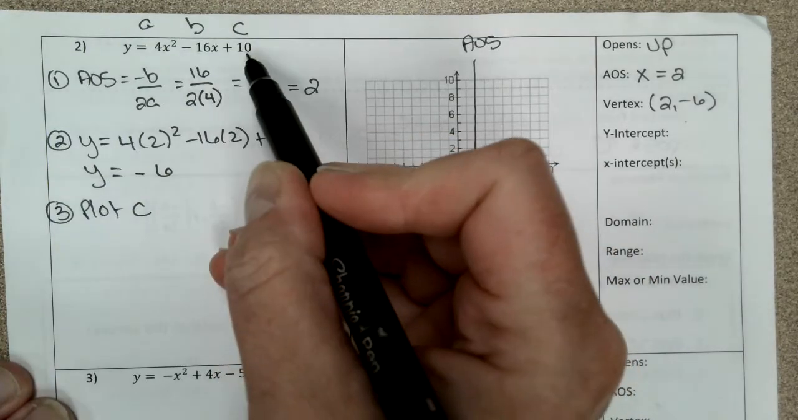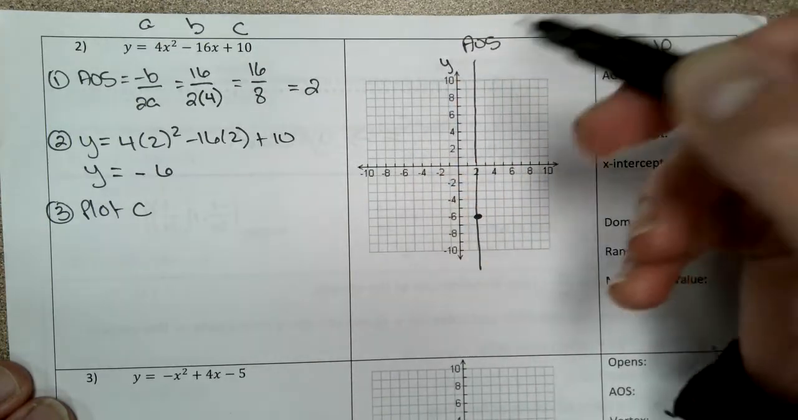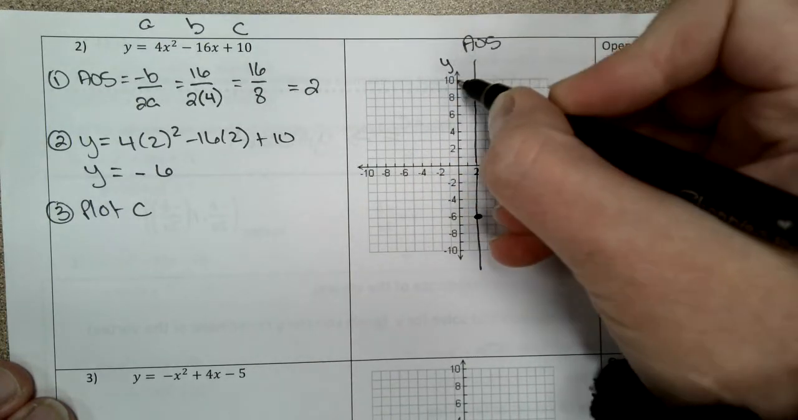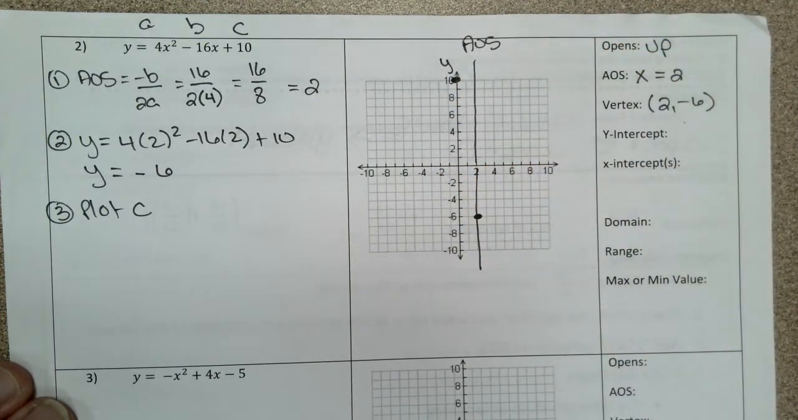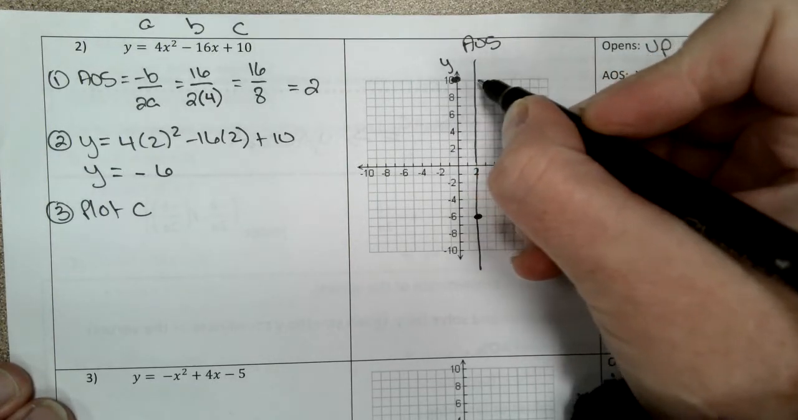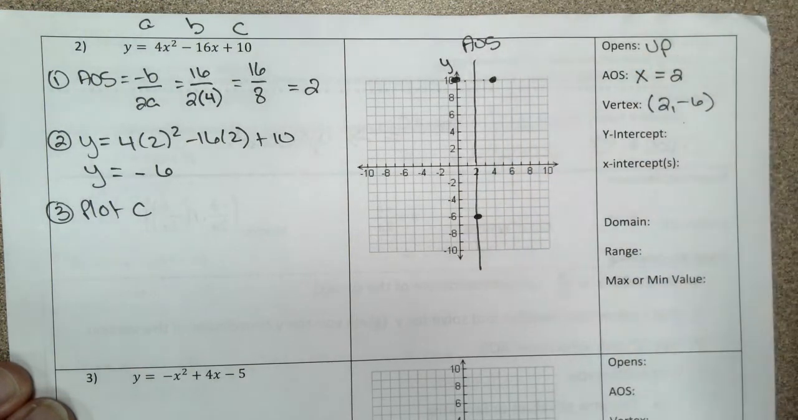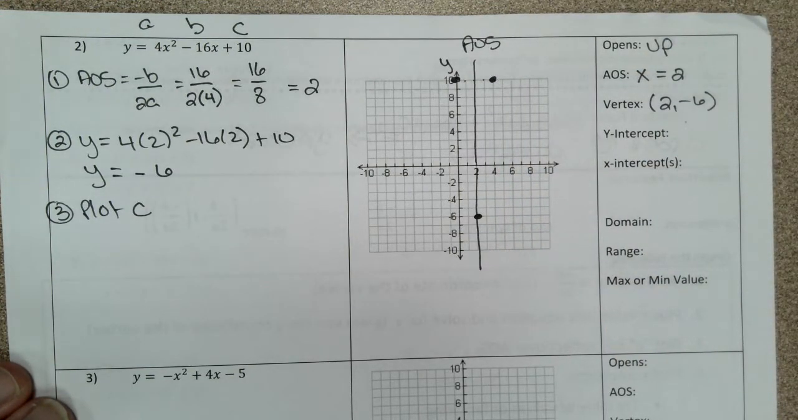Step 3, plot C and reflect it. So remember that your C is where your graph crosses the y-axis. So it crosses at 10. So this is 2 units from the axis of symmetry. Reflect it 2 units to the other side.